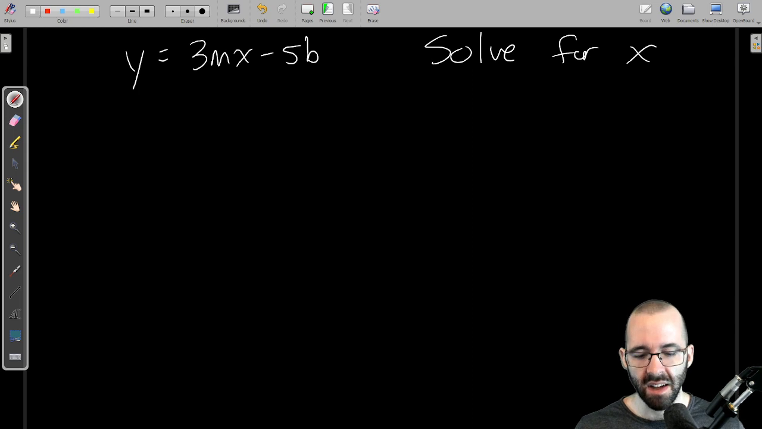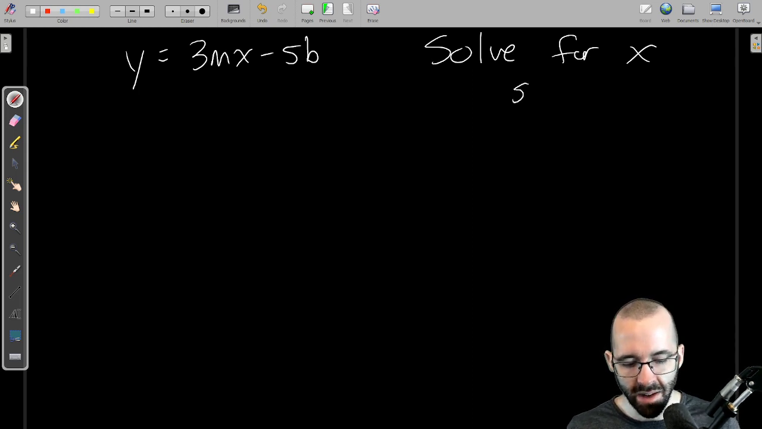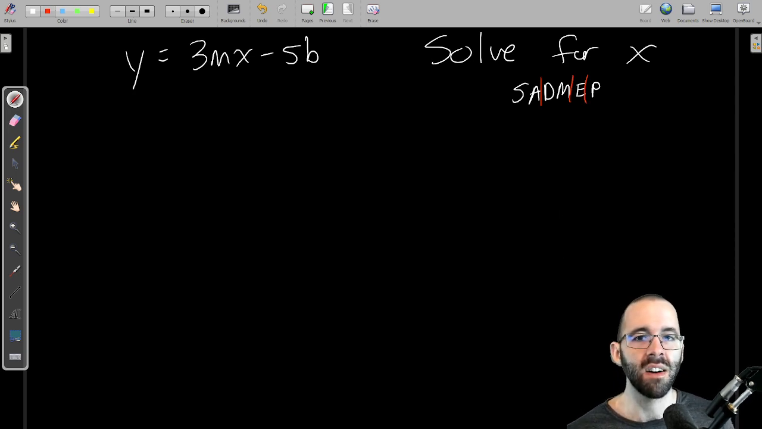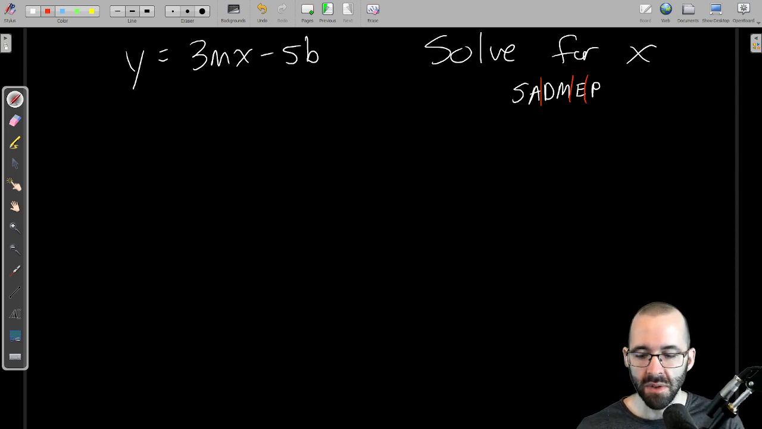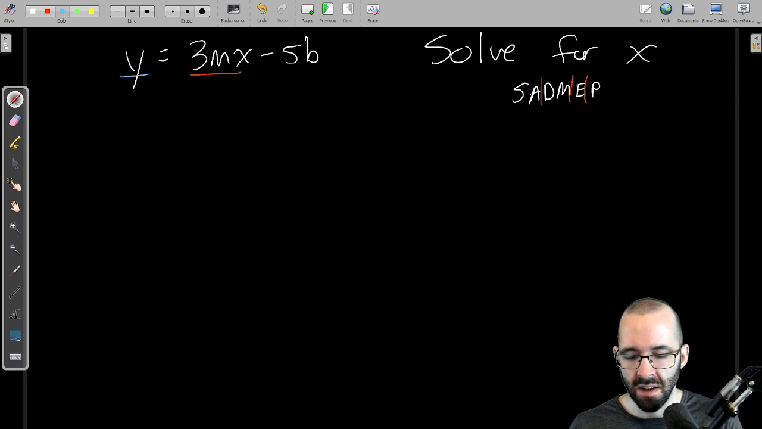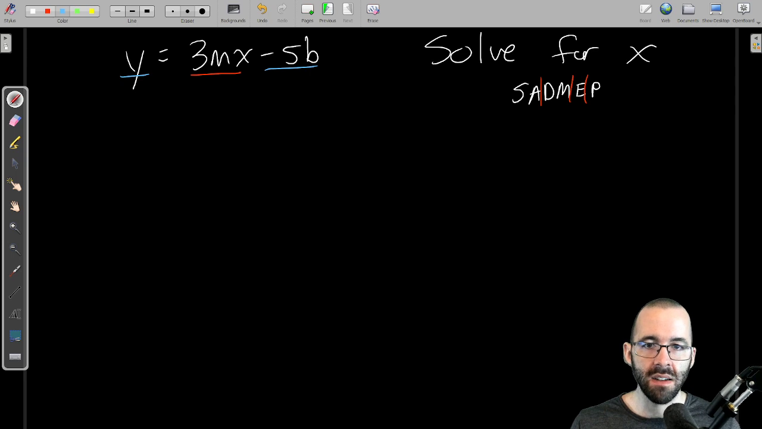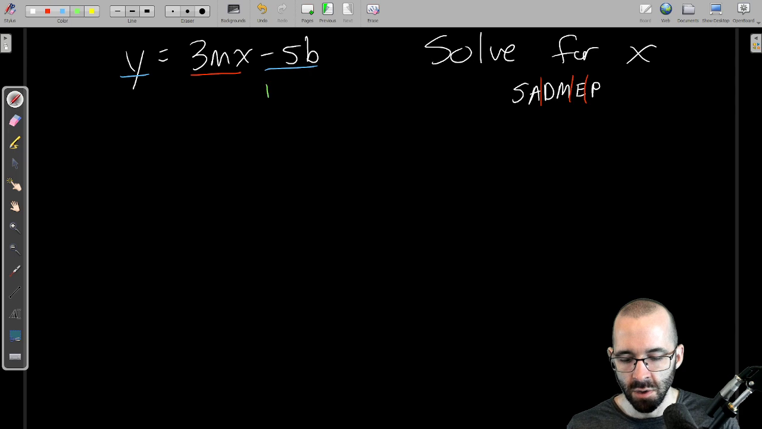So we want x by itself. So SADMEP. Everything's fully simplified, so we can start jumping into reverse order of operations to get x by itself. We'll add a 5b to both sides. We want x by itself. It could help also to see, hey, this is the term with x, and these are the terms without an x. The red has to go on one side. Blue has to go on the other side. We need to add 5b to both sides.